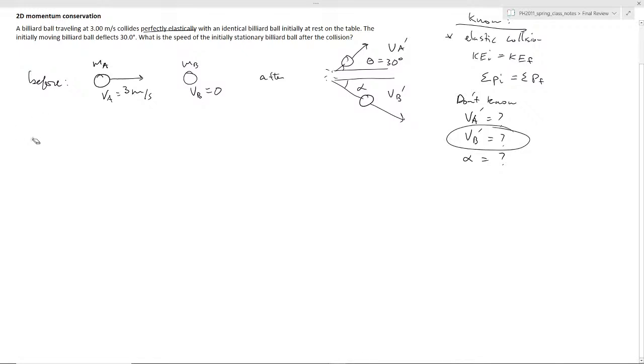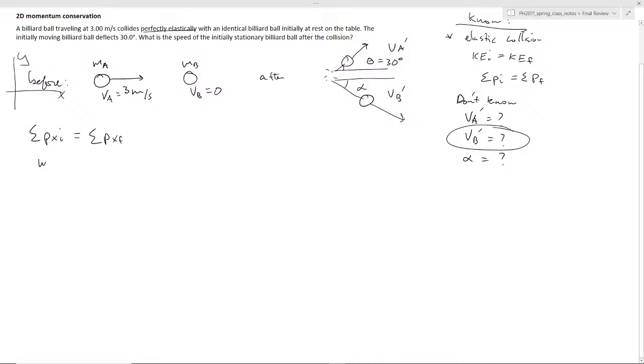So if we look at the momentum conservation in the x direction, I should say I should have a coordinate system going here too. So we're going to assume that these were initially moving along the x-axis. The sum of the momentum in the x initial is going to have to equal the momentum in the x final. So what does that look like?